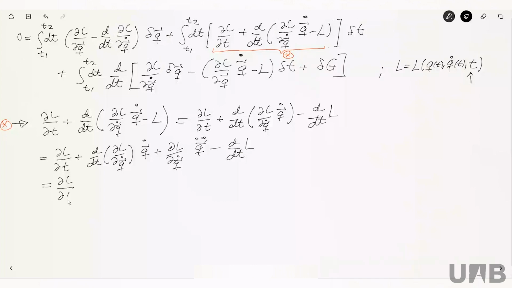So this is dL/dt plus, now I have to take the derivative with respect to time of the derivative of the Lagrangian with respect to q dot. That means that I have to take the derivative of this thing, and this I'm going to leave as it is.